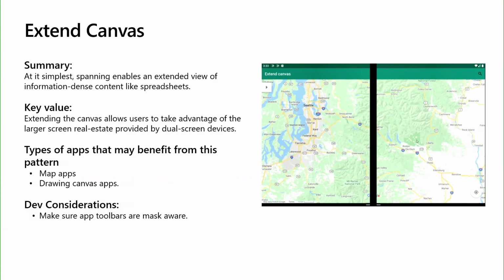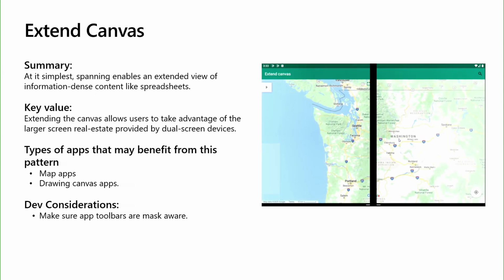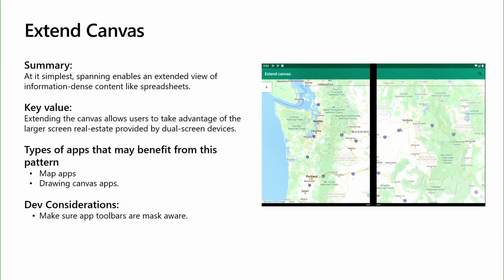We've talked a lot about extended canvas, and I want to highlight a few dev considerations. Extended canvas is great to show more real estate and can work great on infinite scroll, such as a map. One thing to note in your code and layout is to make sure that the toolbars and controls are mask-aware and not hidden behind the mask. A consideration for master detail is to provide a default selected item. Otherwise, the right screen will show up empty.